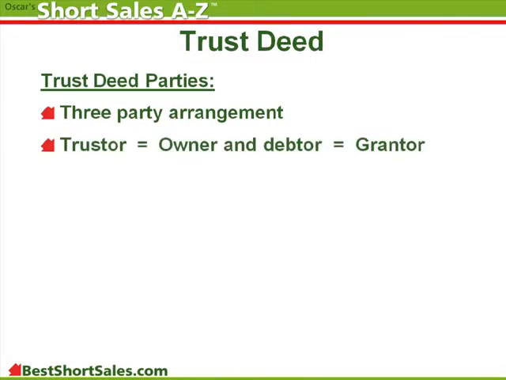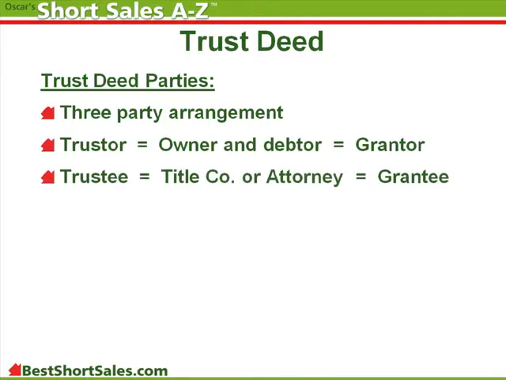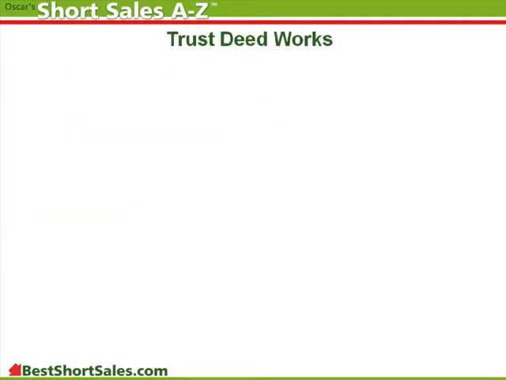Trust deeds are a three-party collateralization arrangement. The owner of the collateral property is the debtor, trustor, and grantor. A title company or attorney is the trustee and grantee. The creditor is the beneficiary.